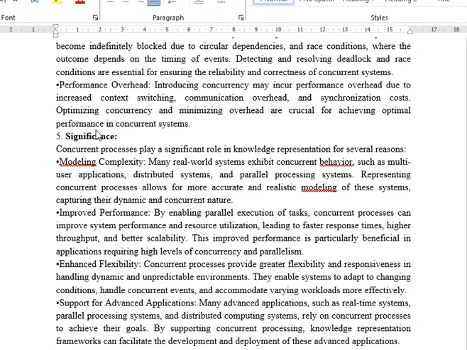So next let's see what is the significance. Modeling complexity. So why modeling complexity? Because multiple users will be accessing, so we have multiple tasks, and those multiple tasks will be performing on one operating system, so the complexity also increases.